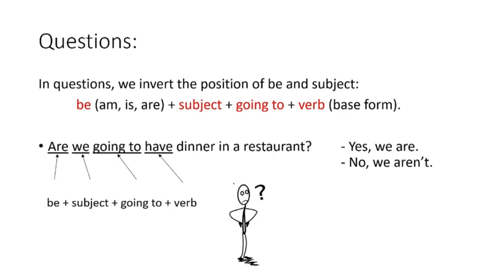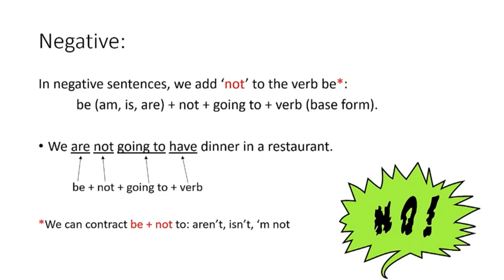And the last thing that we're going to say about be going to is negative sentences. So for negative sentences, we just add the word not to the verb be.